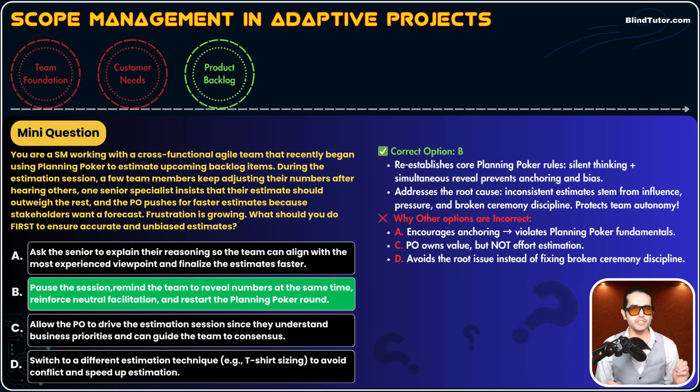Now, let's continue and learn other story point or effort estimation techniques. Thanks for continuing, and with your beautiful smile, let's get it done, guys.